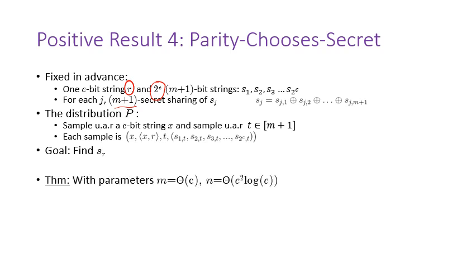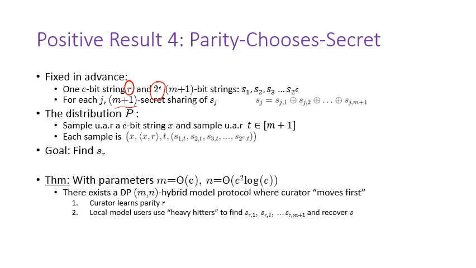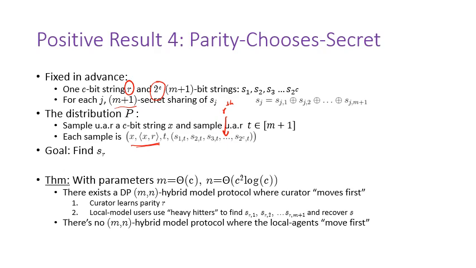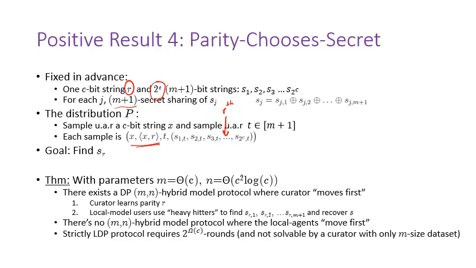Now, again, we show that under a certain regime of parameters, in the hybrid model, there exists a protocol to find the rth secret, where the curator is the one that moves first. The curator just learns the parity R, releases that to the local model users. They do the heavy hitters for the rth secret. Among all 2 to the c features, they focus only on the rth secret and learn those n+1 shares, do the XORs, and recover S. But we also show there is no protocol where the local agents are the ones that move first. And if we do it just in the local model, we have to do it with n which is exponential in c, rather than polynomial in c.